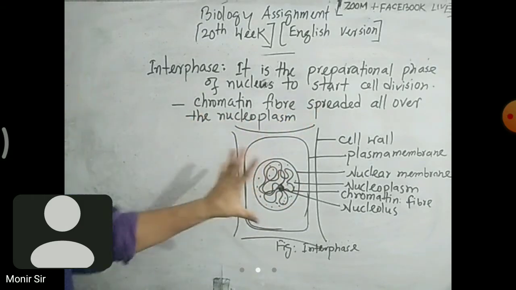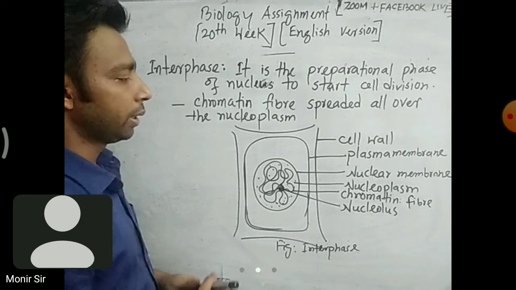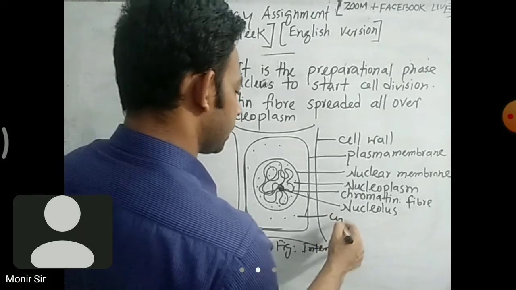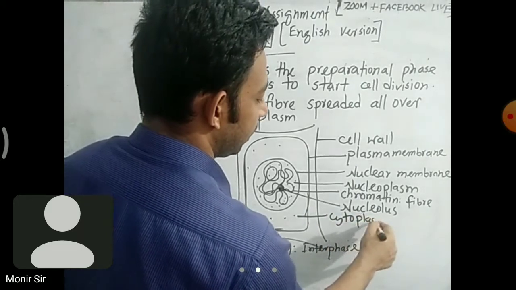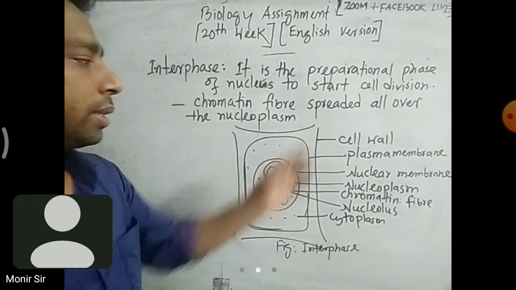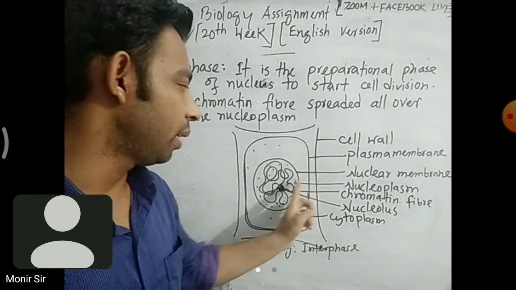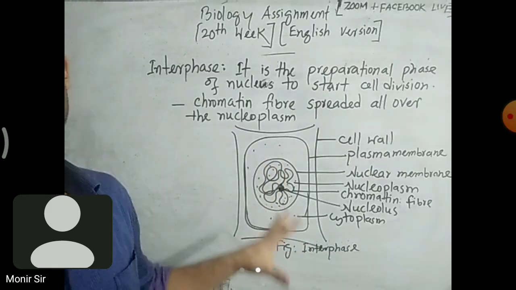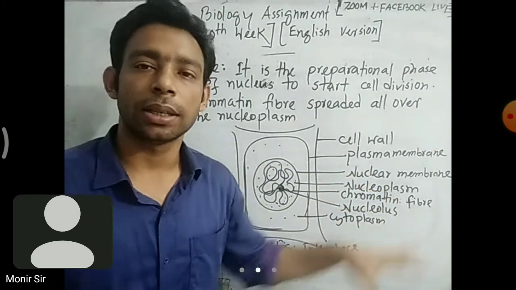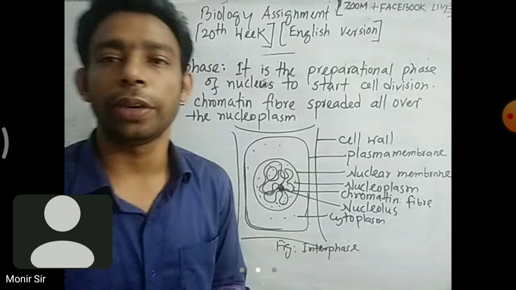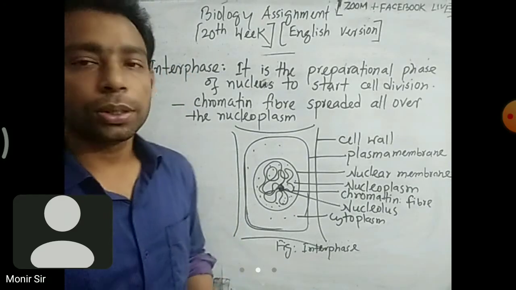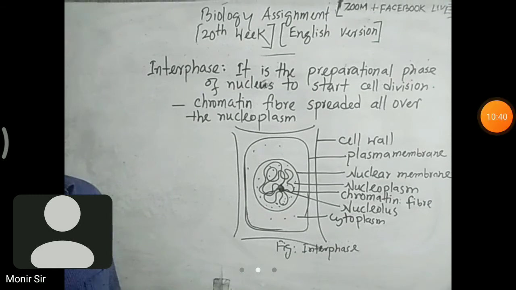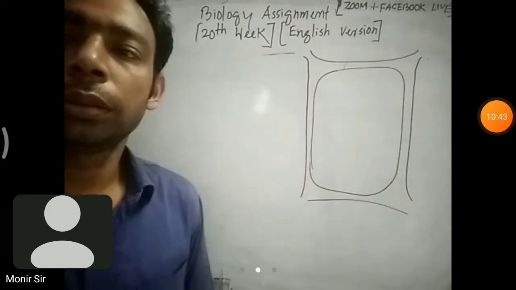So it is the chromatin fiber spread all over the nucleoplasm. We have seen inside the nucleus the liquids are the nucleoplasm, and outside it is the cytoplasm. You can write in the cytoplasm. And I have mentioned here specifically the cell wall, plasma membrane, nucleoplasm, nucleolus, chromatin fiber, cytoplasm, and interphase. In each and every case, when we go through the drawing figure, we will mention that. So very first, this one we will explain, and then we will go through the prophase.